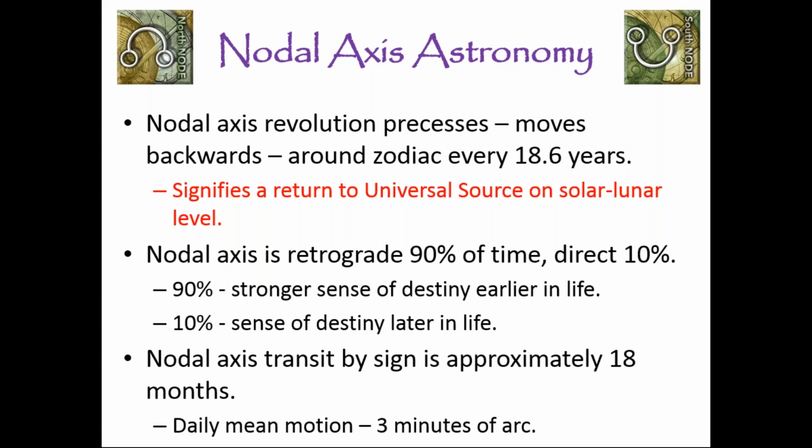The 18.5-year revolution around the zodiac translates into the nodal axis transiting 2 signs approximately every 18 months. For instance, we currently have the North Node in Leo with the South Node transiting in Aquarius, and they are doing that for about 18 months until November of 2018. And I think they went into Leo Aquarius in May of 2017.